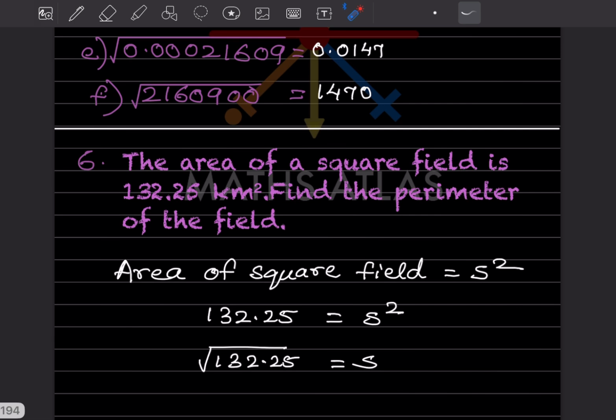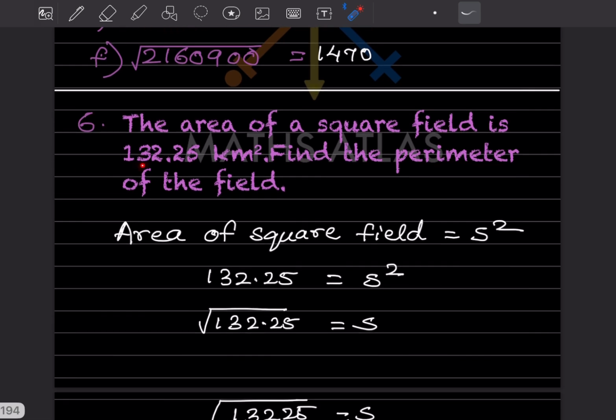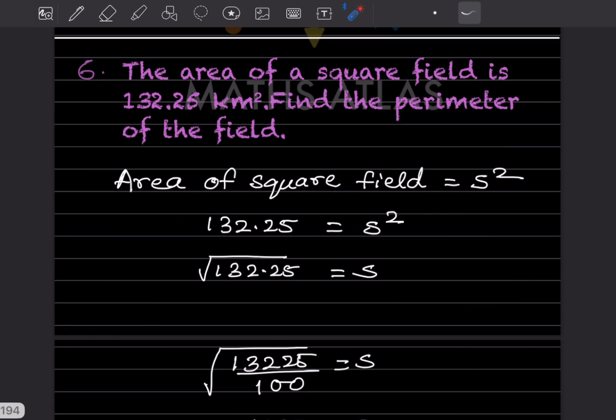So now the next one: the area of a square field is 132.25 kilometers square. Find the perimeter of the field. So now area of square field is given. The formula for area of square is s square. And below this you are going to write 132.25, that is s square. So when you square both the sides, the square root will go off. That will be s equals root of 132.25.